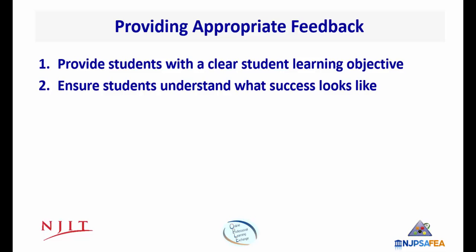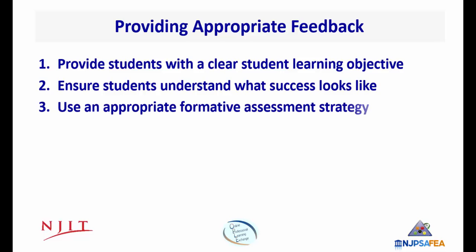Students must also know what the evidence of their learning will look like. For example, if you are teaching students to utilize a specific reading strategy, students should know that they will demonstrate their learning by applying the strategy on an independent reading task. 3. Use an appropriate formative assessment strategy.